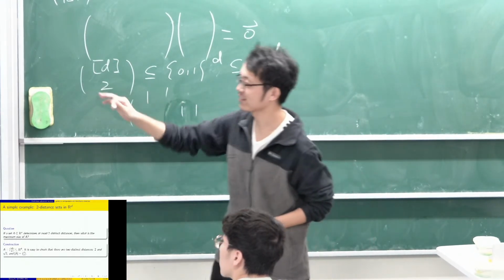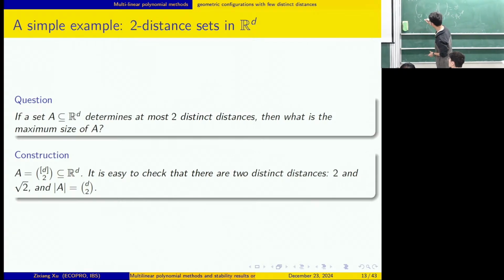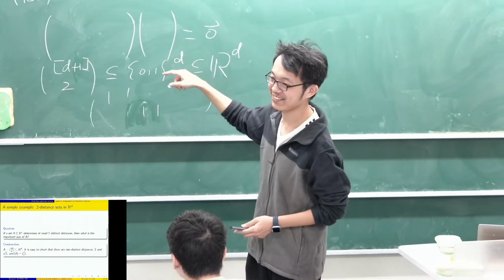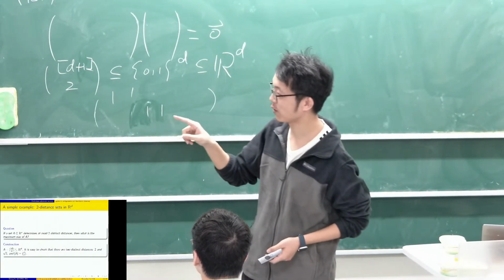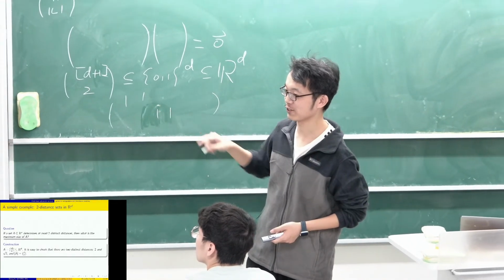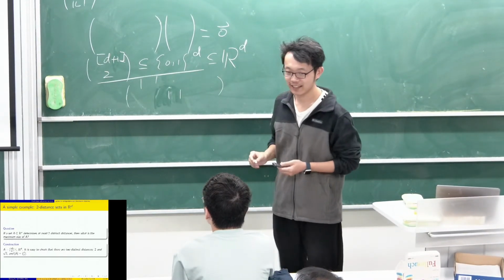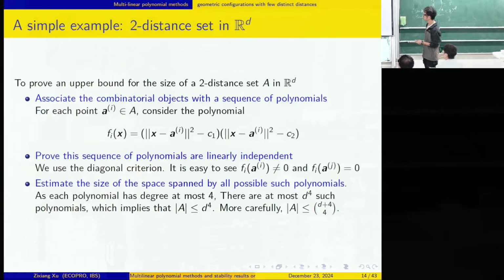And actually this construction is not optimal, because you can prove that the d plus 1 also belongs to this space. Right? So the currently best known lower bound is d plus 1 choose 2. Yeah, not d choose 2. Because you can prove this one. Okay. So what about the upper bound?